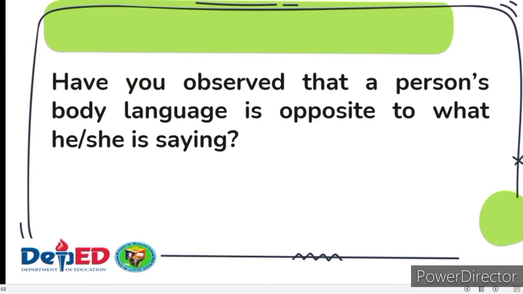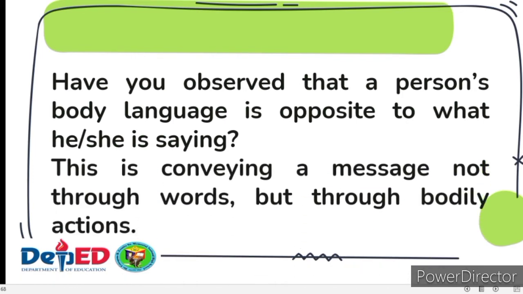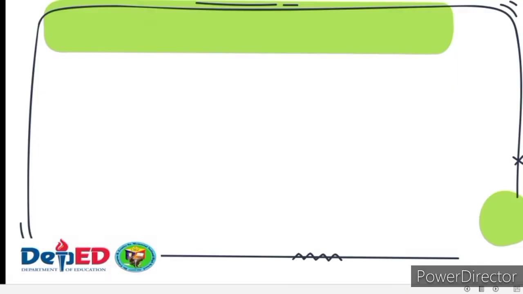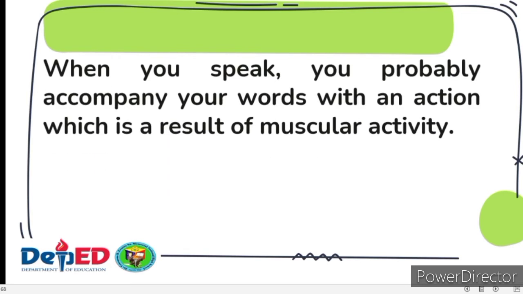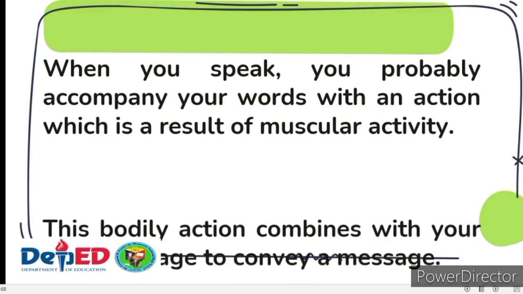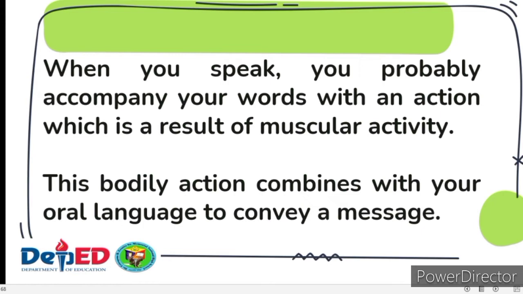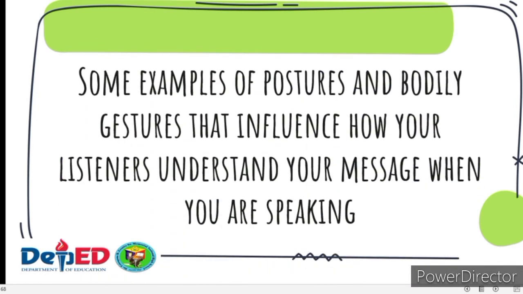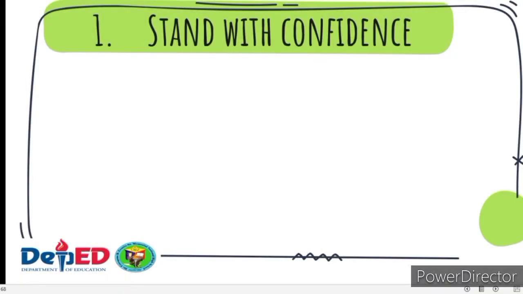Have you observed that a person's body language is opposite to what he or she is saying? This is conveying a message not through words, but through bodily actions. When you speak, you probably accompany your words with an action, which is a result of muscular activity. This bodily action combines with your oral language to convey a message. Here are some examples of postures and bodily gestures that influence how your listeners understand your message when you are speaking. First, stand with confidence.